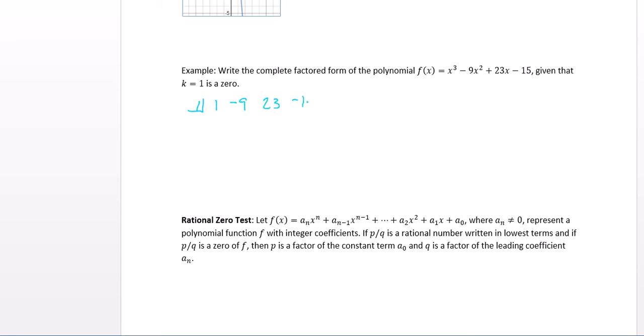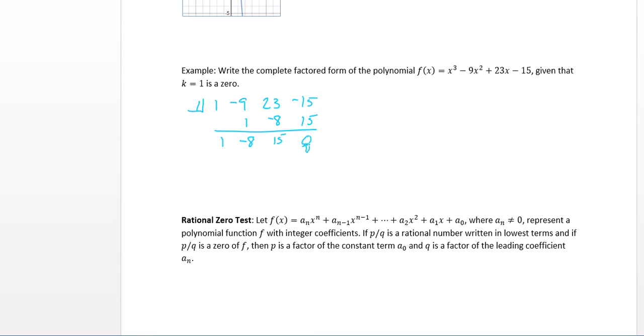Remember to write all the coefficients in descending order, putting in zeros if necessary. If the x squared term wasn't there, I'd put in a 0 in place of it. And then synthetic division, I'm going to drop the 1, multiply to go up and over, add straight down. -8 times 1 is -8. Add straight down, I get 15. Multiply times 1, I'll get 15. Add straight down, I get 0.